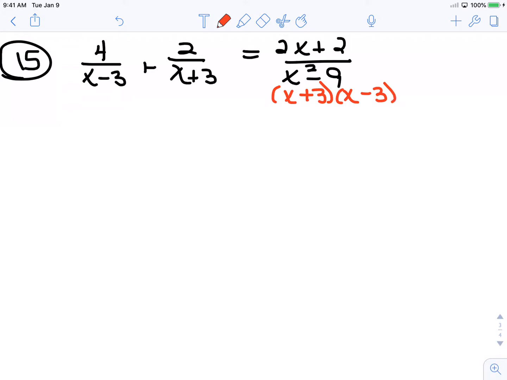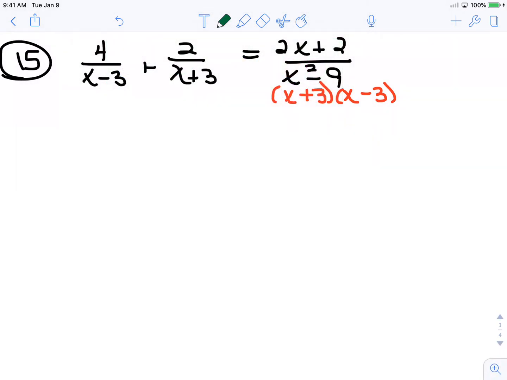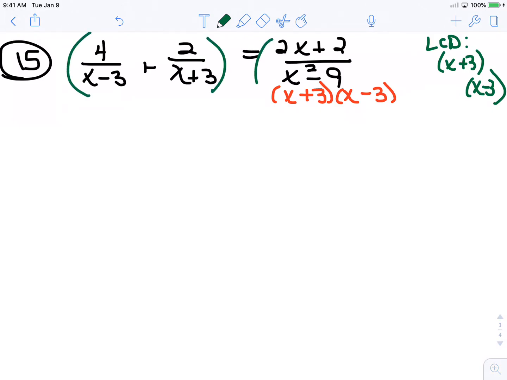So it's the x plus 3 and the x minus 3, which is kind of nice that it factors like this, because now we can think about that least common denominator being the x plus 3 and the x minus 3. Those are the two different factors that we see, or the two different denominators we see in this problem.